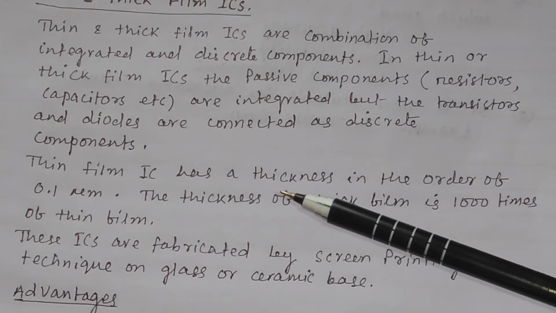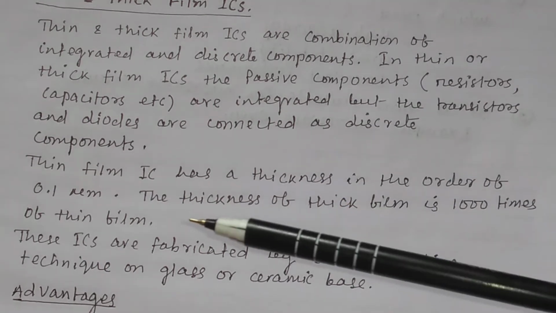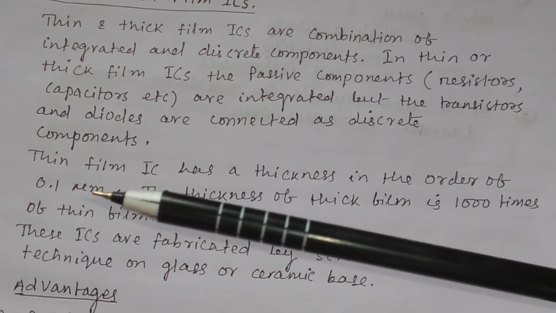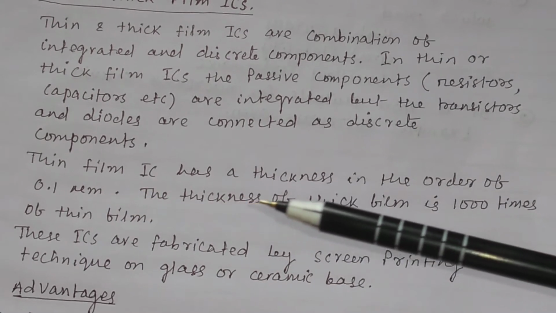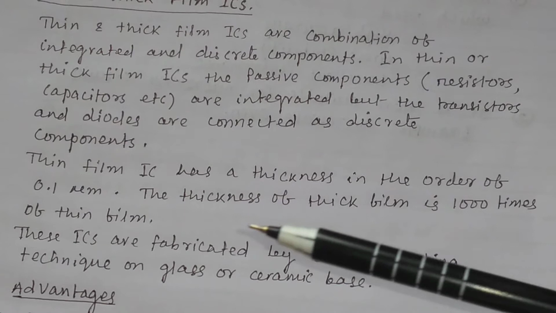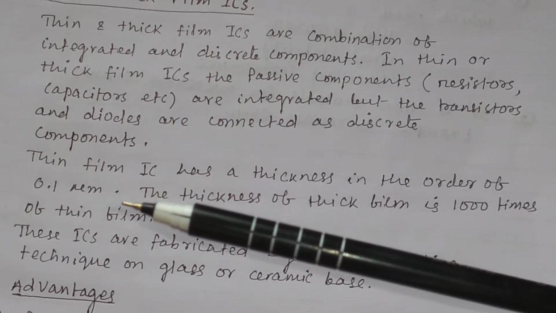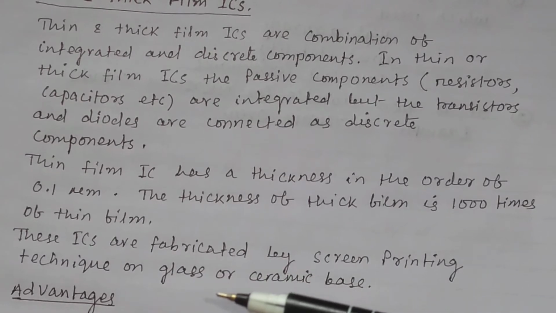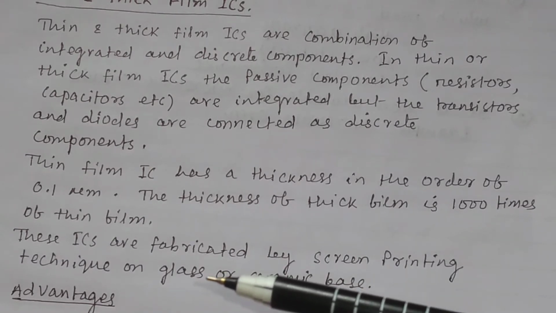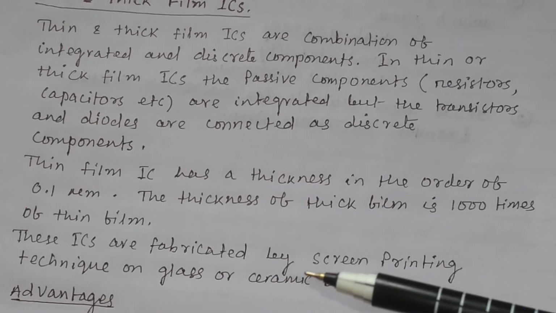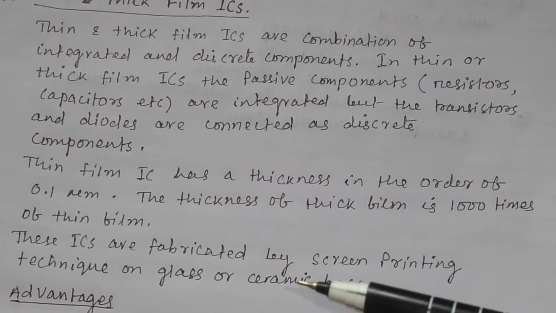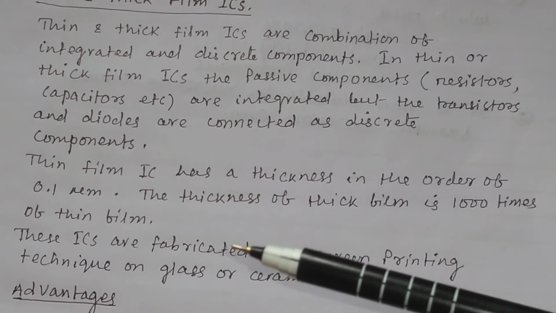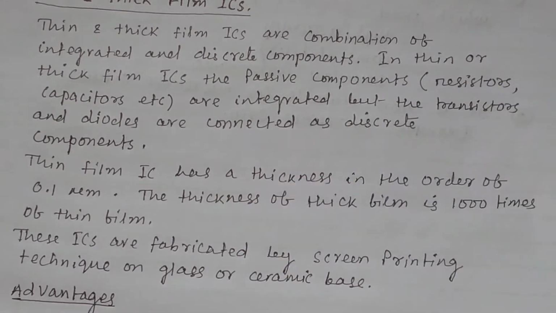Thin film IC has a thickness in the order of 0.1 micrometer. Remember, what is the thickness of the thin film IC? It is about 0.1 micrometer, and the thickness of thick film is 1000 times greater than the thickness of the thin film. These ICs are fabricated by screen printing technique on glass or ceramic base. You have a glass or ceramic base, and we basically use screen printing technique to fabricate the thin film and thick film ICs.